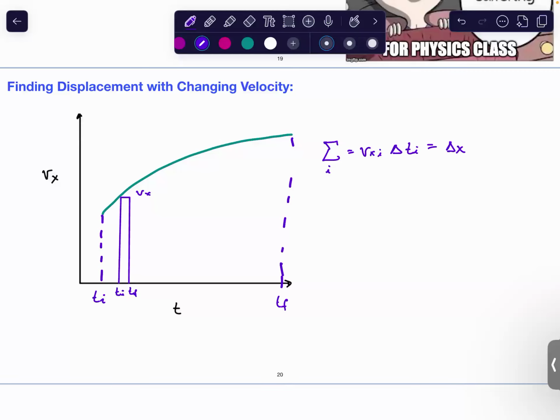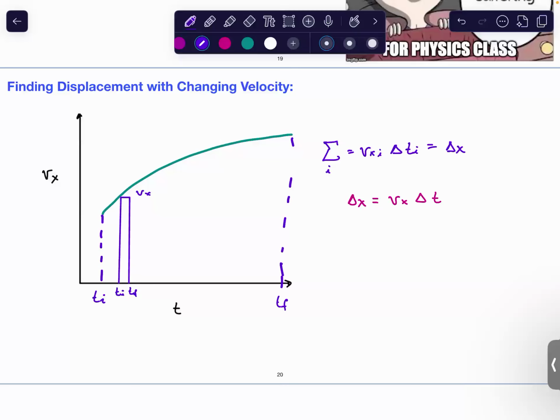Now, why did I do velocity times delta t? Because delta t is the width of the rectangle, velocity is the height. So remember, the area of each rectangle is going to be velocity times delta t. And so of course, that's where you end up with the equations you had above. If you remember, the change of position is going to be your velocity times time.